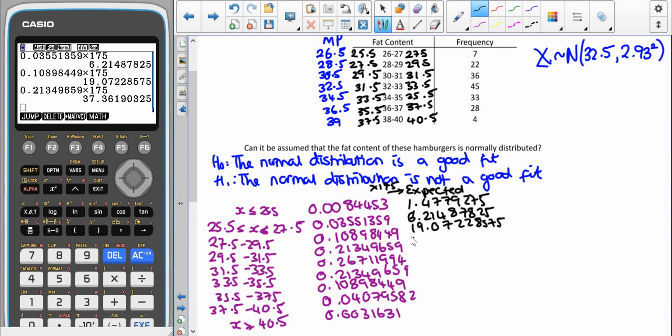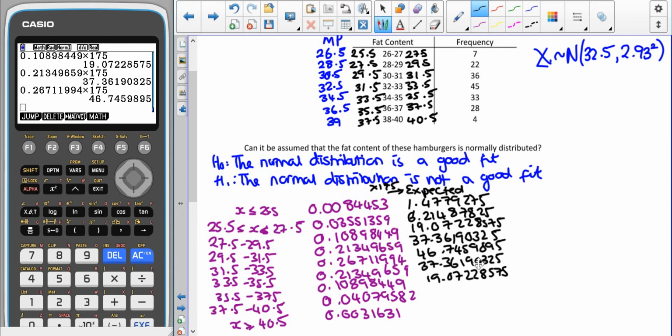Which gives us 37.36190325. Then we have 0.2671194 times 175, which gives us 46.7459895. And I don't need to put these next two into my calculator because, as I just pointed out, they are the same as what we had previously. So to save a bit of time, because I'm doing the same calculation, I can copy them down from above.